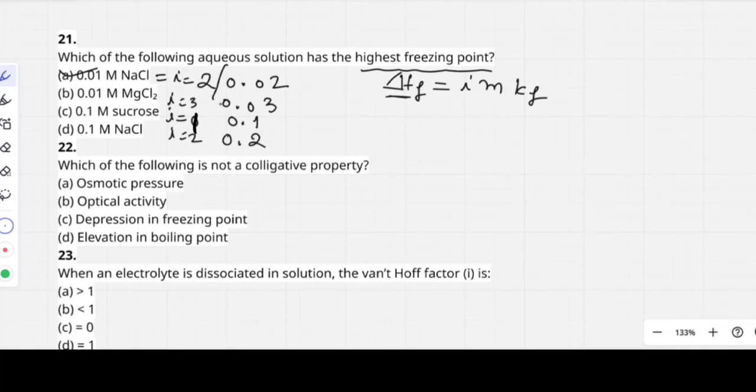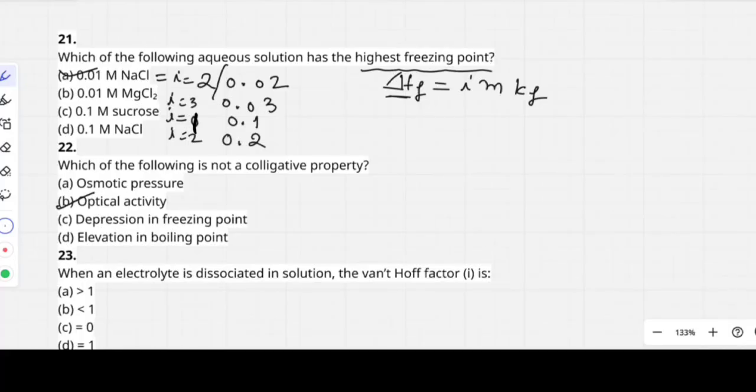Next, question number 22. Which of the following is not a colligative property? Children, there are only four colligative properties: elevation in boiling point, depression in freezing point, osmotic pressure and relative lowering of vapor pressure. So optical activity is not a colligative property.